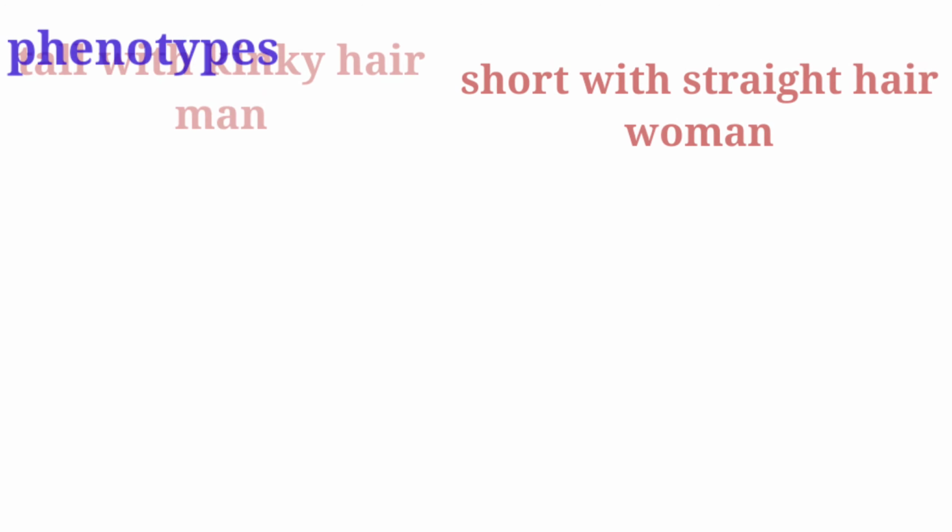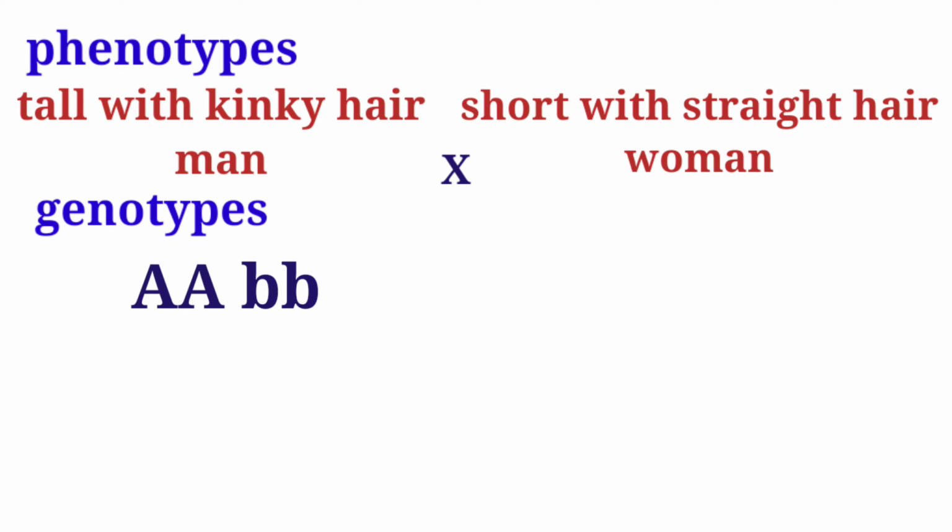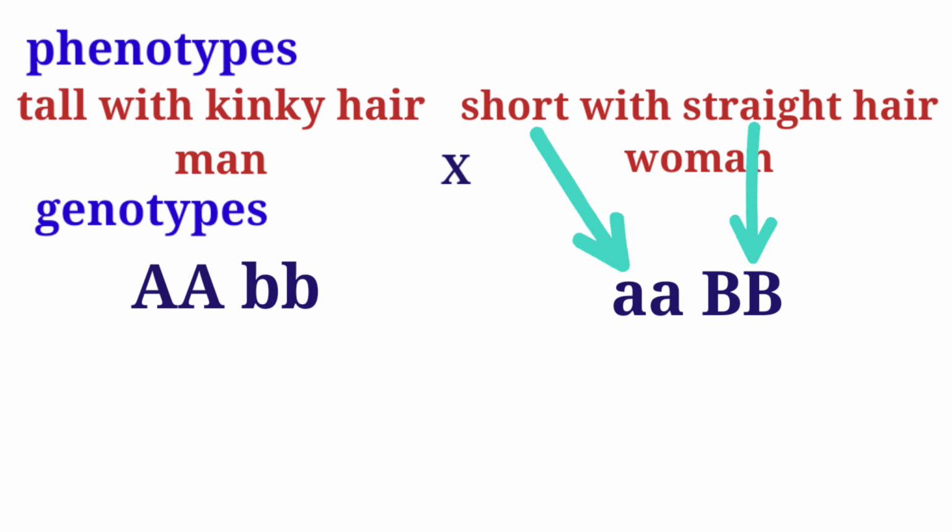Okay, now we will get the phenotypes from the problem. Okay, so tall with kinky hair man and short with a straight hair woman. Next to that is we will be getting the genotypes. And the genotypes are, now for the tall, it is capital letter A. And for the kinky, it is small letter b. And then for the woman, the short is small letter a. And the straight is capital letter B. Okay, so those are the genotypes.